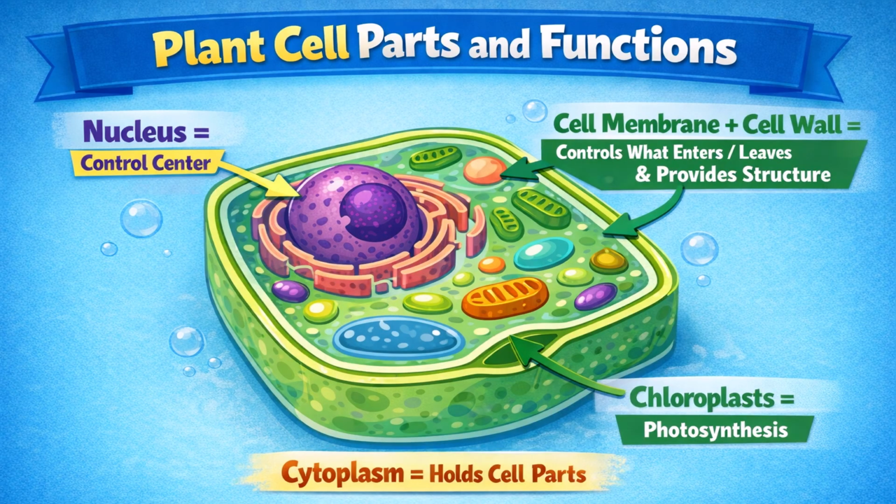Now let's take a look at the vocabulary for a plant cell. The plant cell parts and functions. Nucleus, control center, cell membrane, and cell wall. Controls what enters, what leaves, and provides structure. Chloroplast means photosynthesis. Cytoplasm holds cell parts.